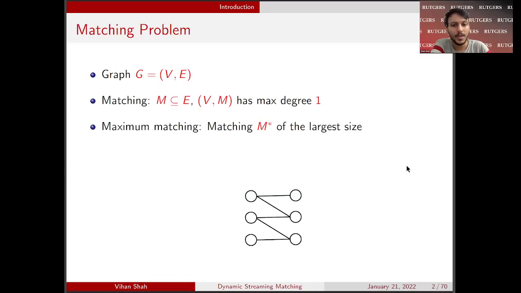So what is the matching problem? Given a graph G, a matching is just a bunch of edges that don't share any endpoints. The maximum matching is then the matching of the largest size, so the one with the maximum number of edges. We're given an example graph here. M over here is a matching of size 2, but there's a larger matching here. M star, which is these three blue edges, has a size of 3.